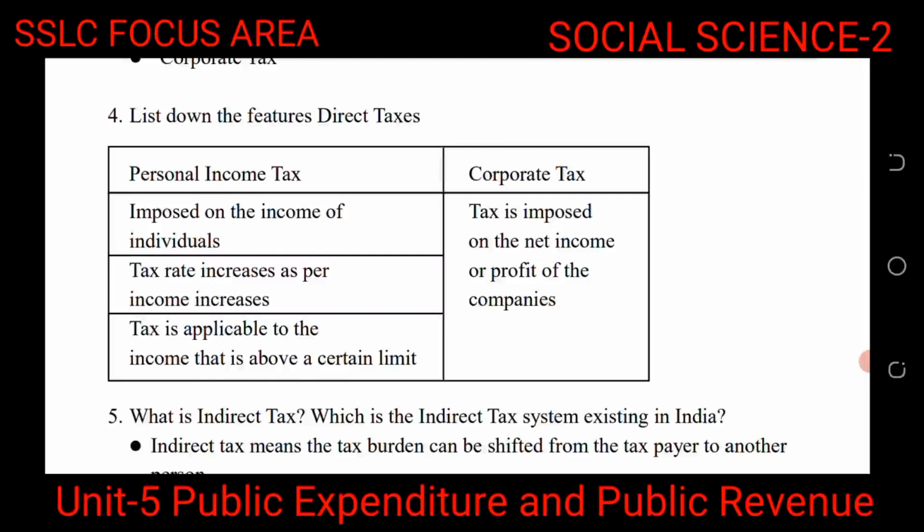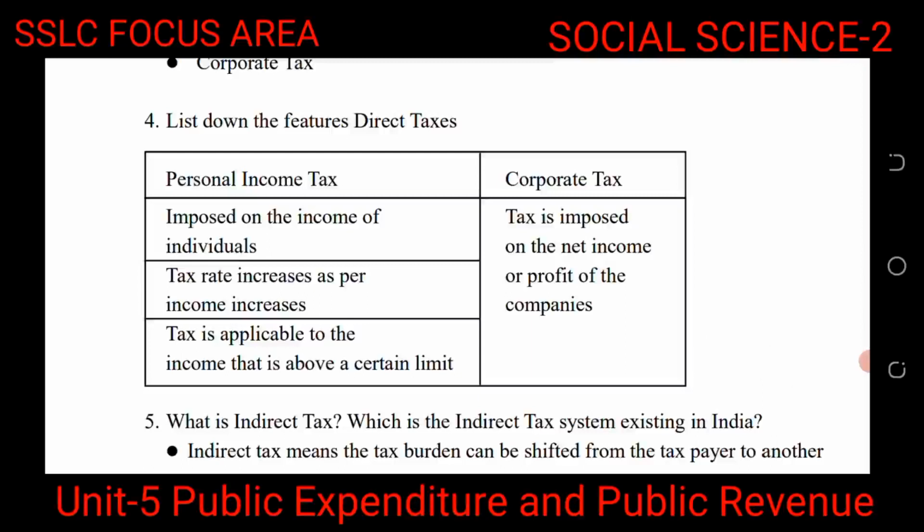In the case of personal income tax, it is imposed on the income of individuals, and the tax rate increases as income increases. Tax is applicable to the income that is above a certain limit. Then corporate tax: tax is imposed on the net income or profit of the companies. That is corporate tax.